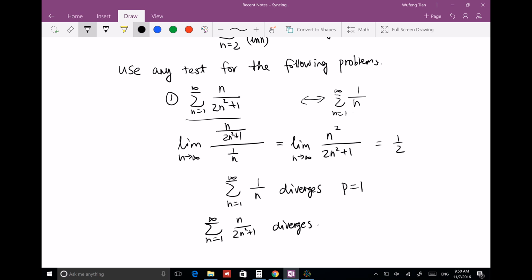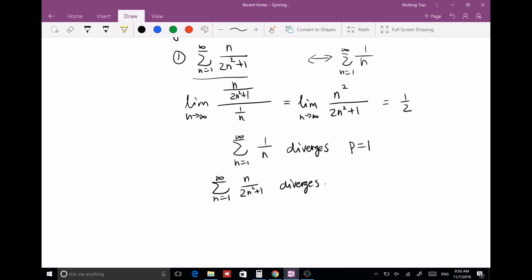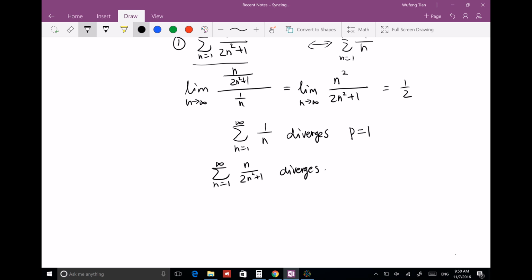Okay, so let me see. Number 2. I'm thinking which one. Okay. N from 1 to infinity, 10 over 3 square root of n cubed.